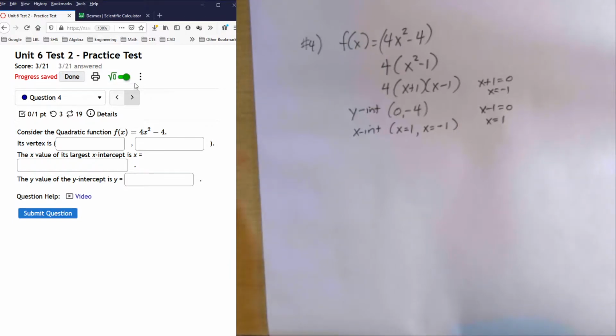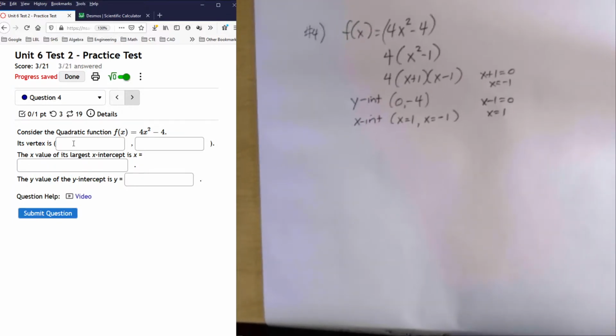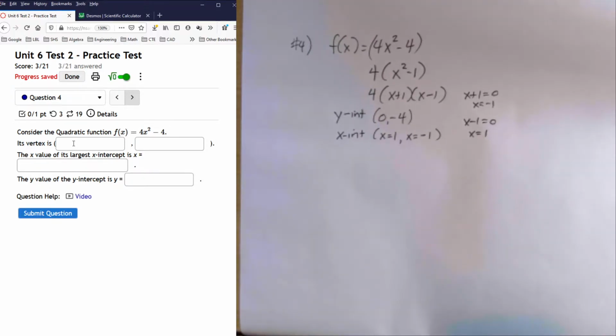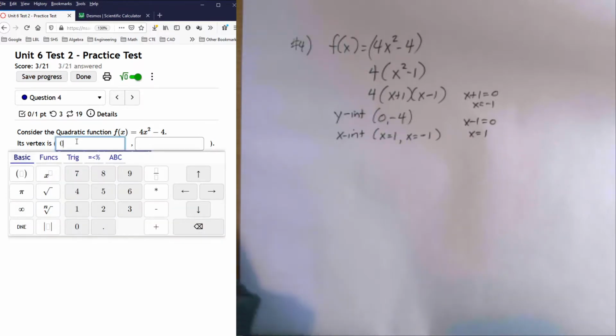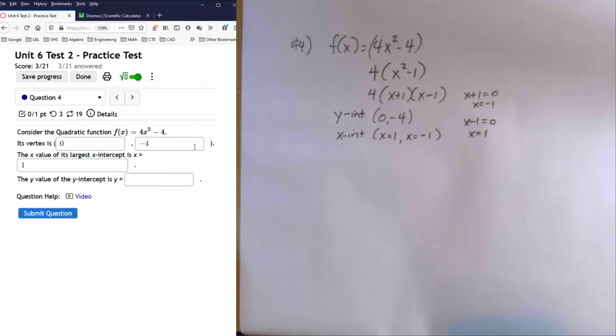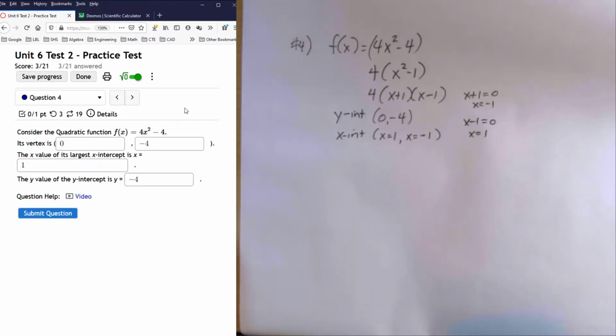And again, I can go to Desmos and verify that if I want to, but you know, this is a pretty easy one to factor. It's pretty easy to visualize what this looks like. So I think we're good with this. So the vertex here should be at 0, negative 4. Okay. The value of the largest x-intercept is where x is equal to 1. And the value of the y-intercept, the y is going to be negative 4. Okay.